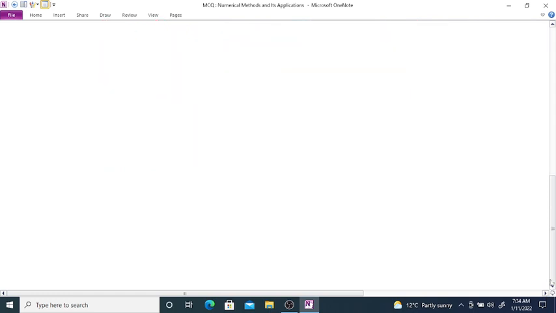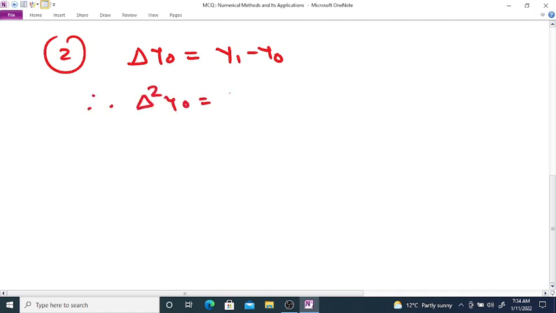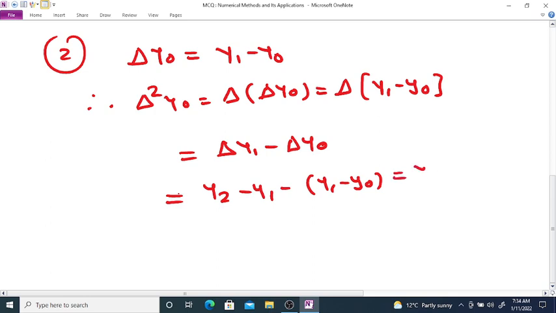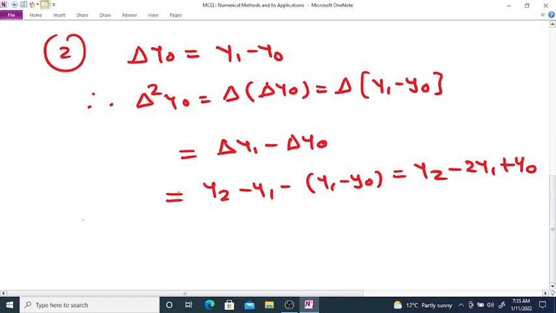In the second technique, we know that delta y0 equal to y1 minus y0, and therefore delta square y0 is equal to delta times delta y0. So it is equal to delta times y1 minus y0, which is equal to delta y1 minus delta y0, which is equal to y2 minus y1 minus y1 minus y0. So this is equal to y2 minus 2y1 plus y0. So the delta square y0 is equal to y2 minus 2 times y1 plus y0.